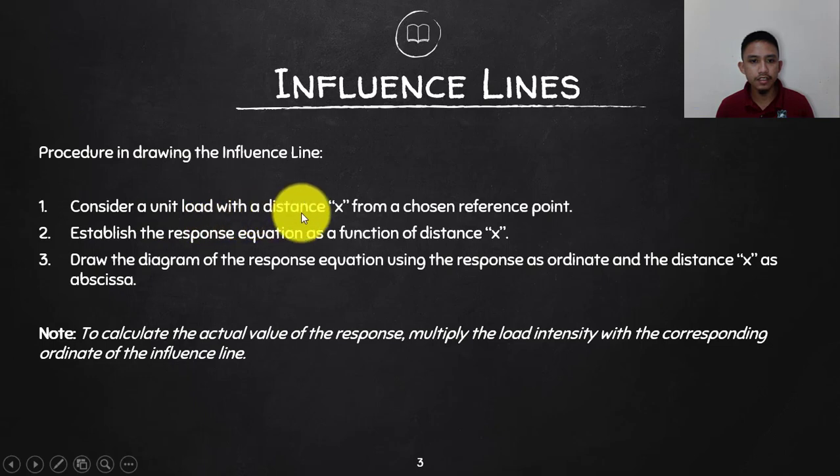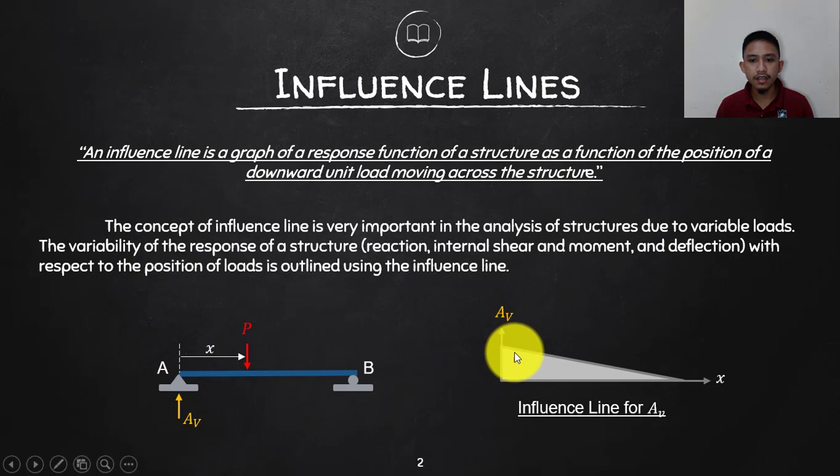Consider a unit load with a distance x from a chosen reference point. First and foremost, you need to choose a reference point. That is where we will locate the distance x, since x is a variable, since that is changing. Below we will consider not the actual value, rather a unit load, so that your influence line will be general, because there might be a time that P will change. Originally that's 25, that will now become 50, or 200. So from time to time your load P is changing. You can actually still use the influence line that you drew using the unit load.